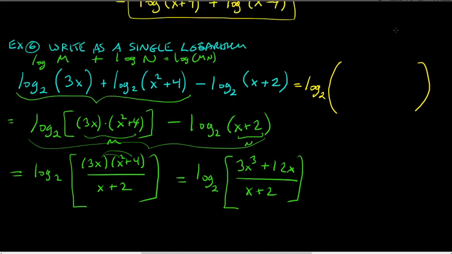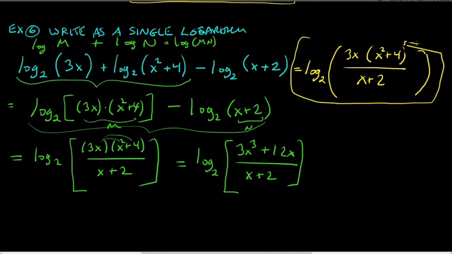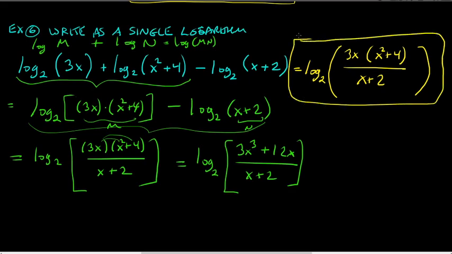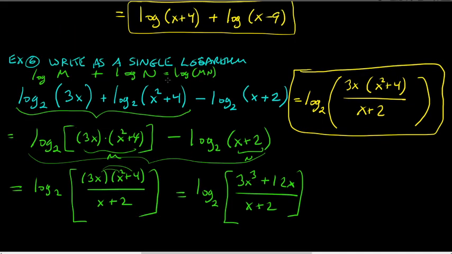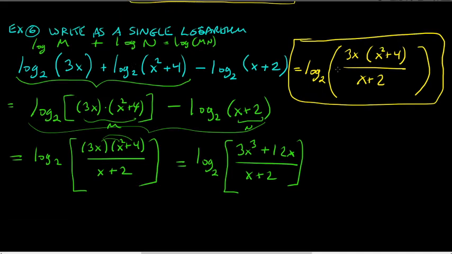So now we can complete this. I'll write it this way, even though I would prefer you leave it factored: 3x times x squared plus 4 in the numerator, divided by x plus 2 in the denominator. That's what you're taking the log of. Now it's a single logarithm. Let me put a box around my final answer. All right, so that's how to write this as a single logarithm.